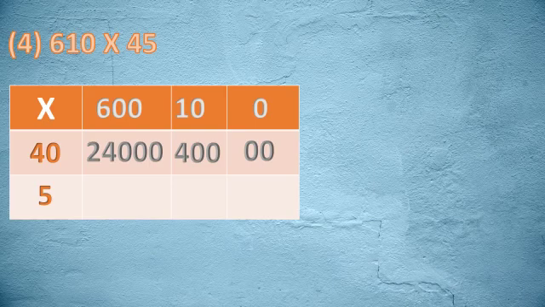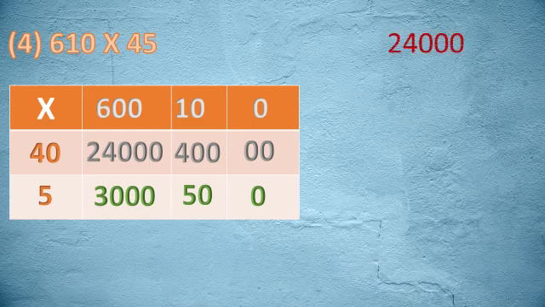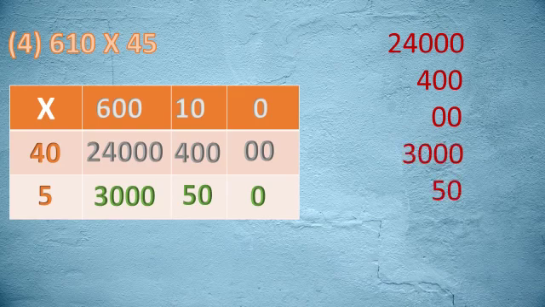Okay. Now the next number is 5. 5 sixes are 30 plus 2 zeros, that is 3000. 5 tens are 50 and 5 zeros are 0. Okay. Now here students, we have done the multiplication. Now let us proceed further with the addition. First we will write 24,000 plus 400 plus 00 plus 3000 plus 50 plus 0. Okay.